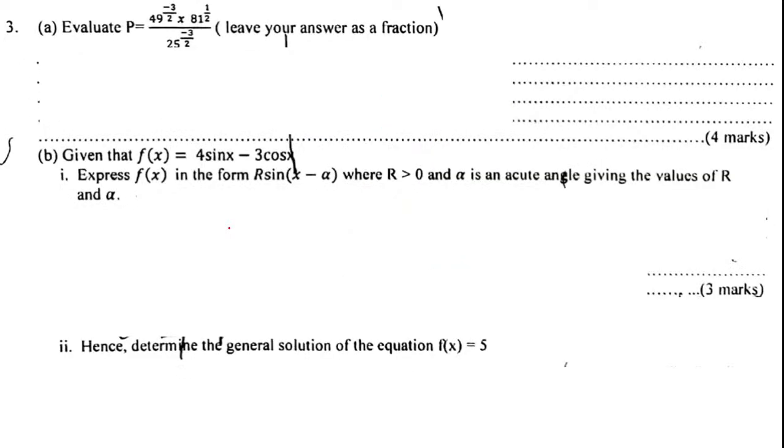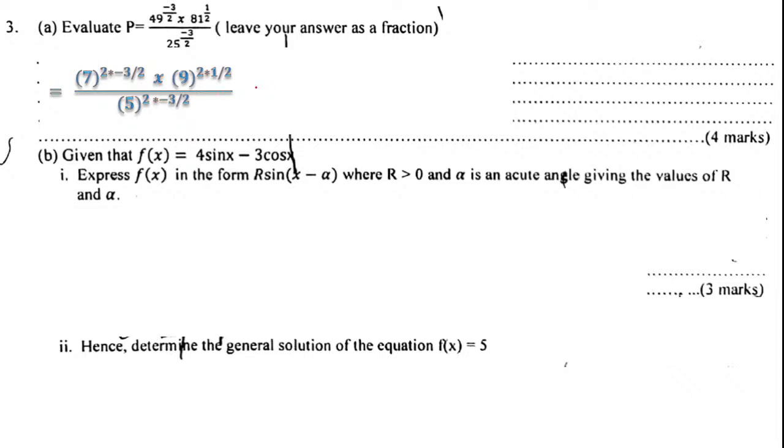Now, question 3 of June 2021 paper 2 reads, evaluate p equals 49 to the power minus 3 on 2 times 81 to the power a half, all over 25 to the power minus 3 on 2. They want us to leave our answer as a fraction, very important. So 49 to the power minus 3 on 2 is the same as 7 to the power 2, further raised to the power minus 3 on 2, times 9 to the power 2, further raised to the power a half, and all that on 25 to the power minus 3 on 2, which is 5 to the power 2, further raised to the power minus 3 on 2.